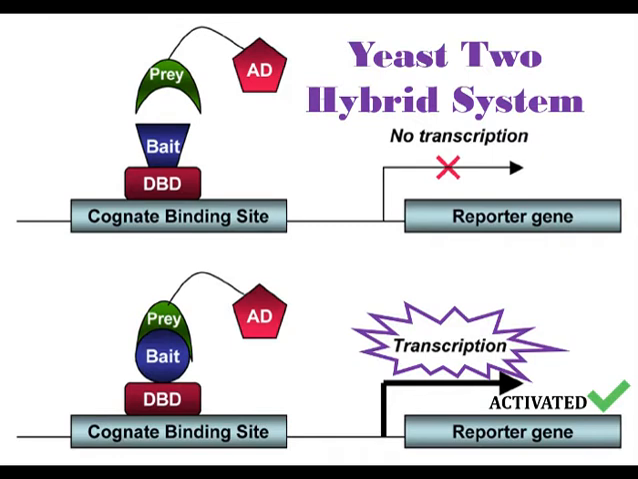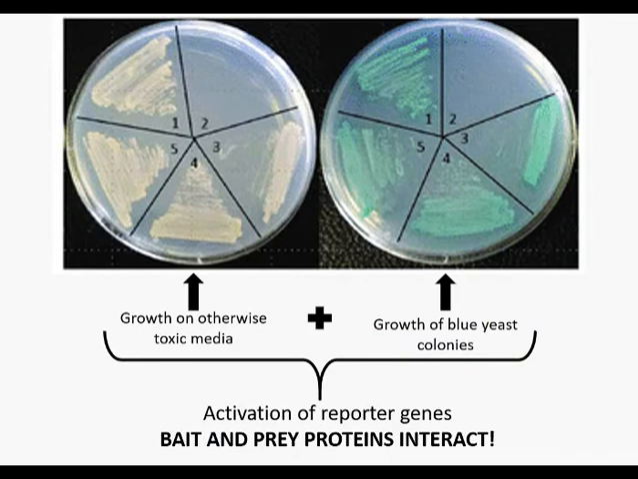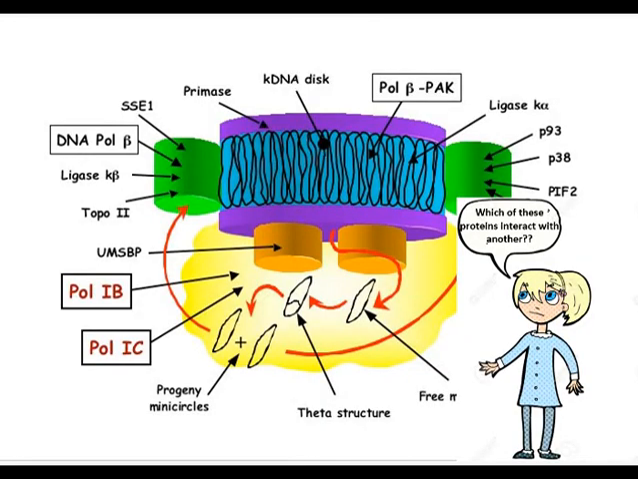The final reporter gene encodes for an enzyme that leads yeast colonies to turn blue on specific media. The growth and color of the yeast colonies on the selective medias show the reporter genes have been activated, meaning that the two proteins have interacted. My research will use specific kDNA replication proteins in T. brucei to determine if these sets of proteins are interacting during kDNA replication.